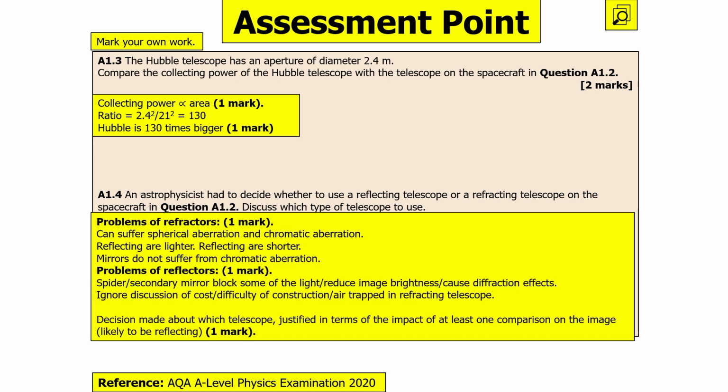Now the problems of refractors are that they can suffer spherical aberration and chromatic aberration. Reflectors are lighter and reflectors are shorter, so the mirror wouldn't suffer from chromatic aberration. But an issue with reflectors is that the secondary mirror could reduce the brightness, block out some of the light and cause diffraction effects as well. So you've got to pick which one based on the comparison, but it really should be the reflector.